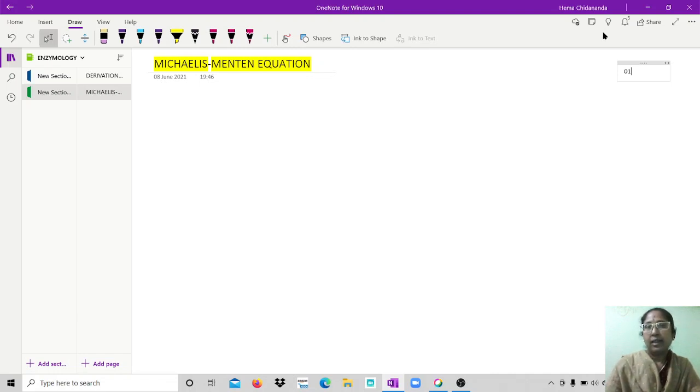Later, in 1913, this concept was expanded into a general theory of enzyme action by Leonor Michaelis and Maud Menten. This resulted in the derivation of an equation, and that equation is called the Michaelis-Menten equation. It is the simplest equation which explains the kinetics of enzyme catalyzed reactions. This equation states the relationship between the rate of an enzyme catalyzed reaction and the substrate.